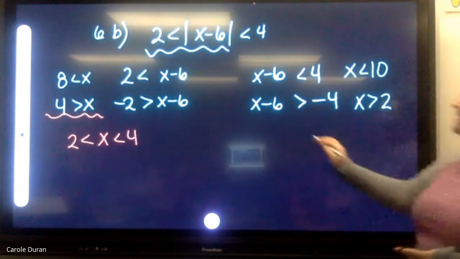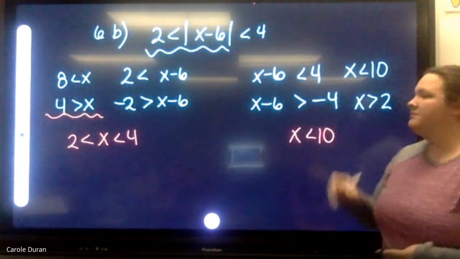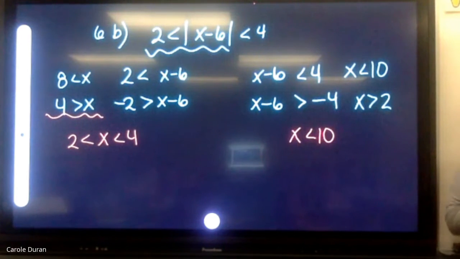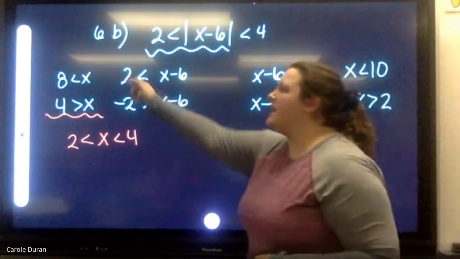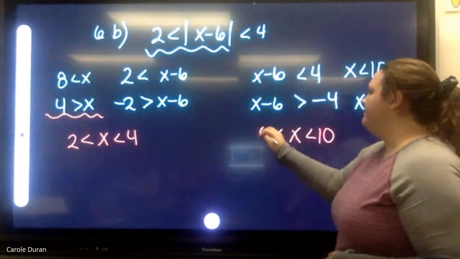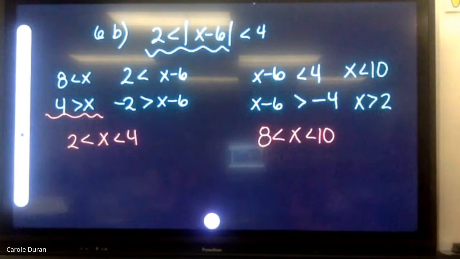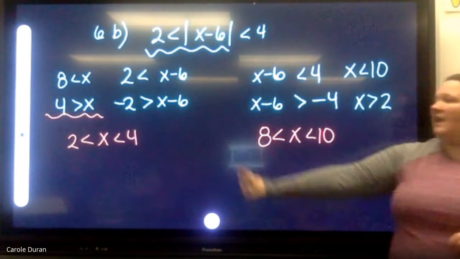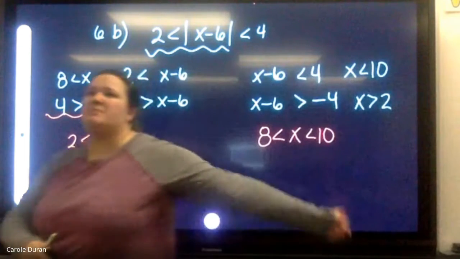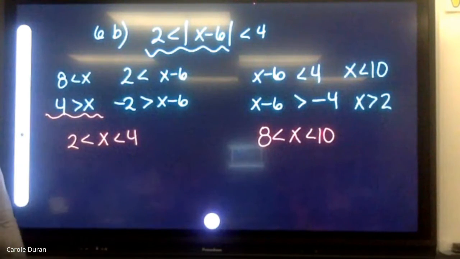I also had an x is less than 10, which means x has to be bigger than something that has to be smaller than 10. The only one that makes sense is x bigger than 8. So then I end up with the solutions. X is between 2 and 4, and x is between 8 and 10. Any number on those intervals is going to work.